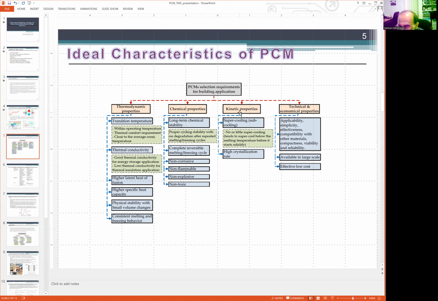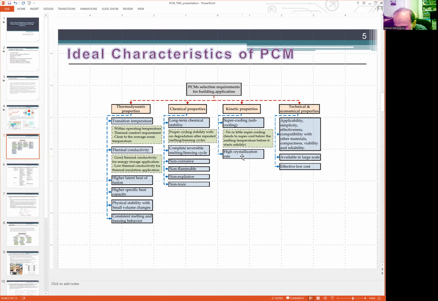What are the kinetic properties? That is the supercooling. You shouldn't have any or little supercooling. And what happens is that if you do supercool, you're not in the right state to solidify and release the heat. And in addition, you need a high crystallization rate.